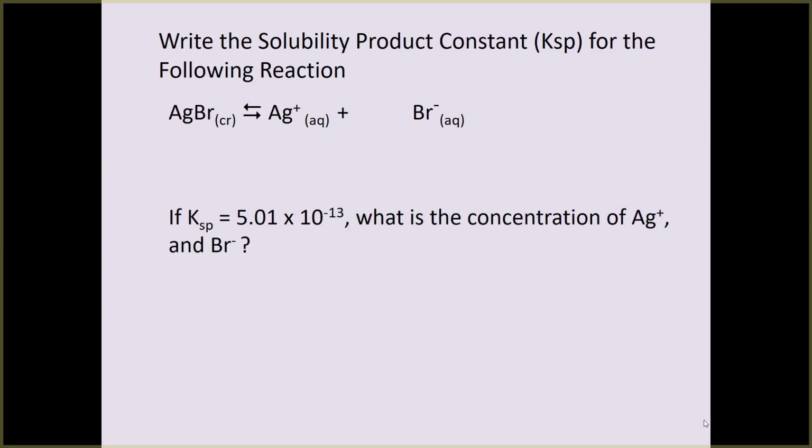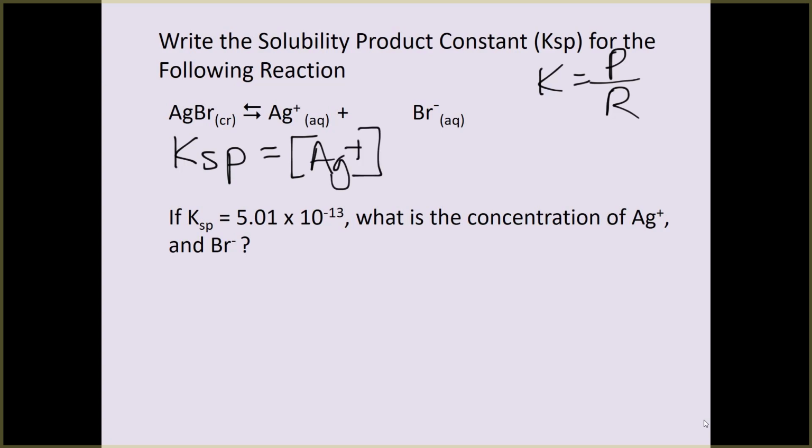Okay, write the solubility product constant, KSP, for the following reaction. So we write these equations just like we do any equilibrium equation. Remember, it is products over reactants. So just because this is a KSP, this is no different. I'm going to look over on my product side, and I'm going to have the concentration of my silver ion multiplied by the concentration of my bromide ion. Now let's look over on the reactant side, and notice that it is a solid. A CR is another way of saying it's a crystalline solid, or a solid.